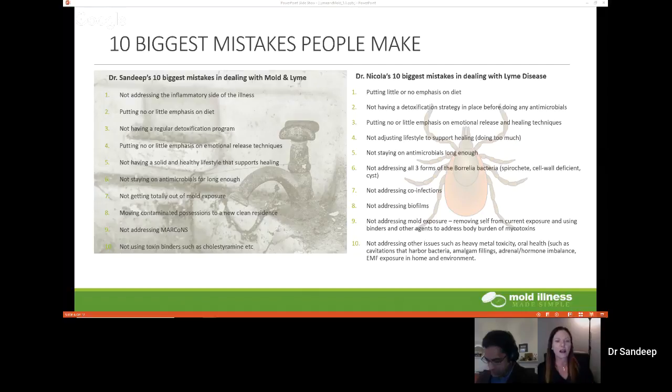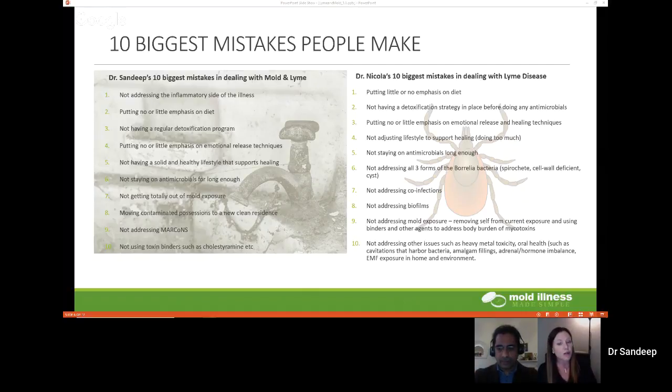So this is quite Lyme specific now, but one of the things I'm really big on is that the Borrelia bacteria can exist in 3 different forms: spirochete, cell wall deficient, and cyst form. If you're doing one antibiotic to address one form, my opinion is you're missing the boat. We have to be comprehensive in the different forms of antibiotics or antimicrobials.